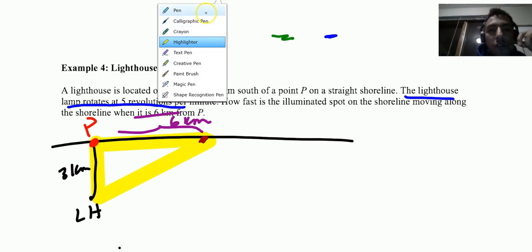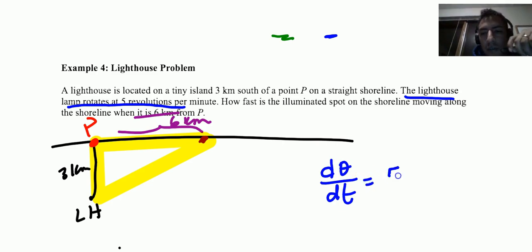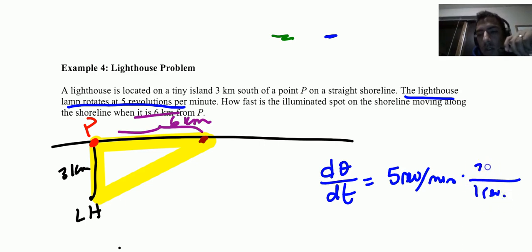I do have one piece of information that I didn't use yet, and that's that the lighthouse lamp rotates. This is going to be the rate of theta, because revolutions is how the angle is changing. So 5 revolutions per minute. Now remember, in each revolution, so 1 revolution, there's always 2 pi. This is equal to 10 pi radians per minute.